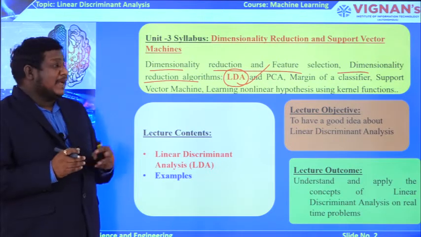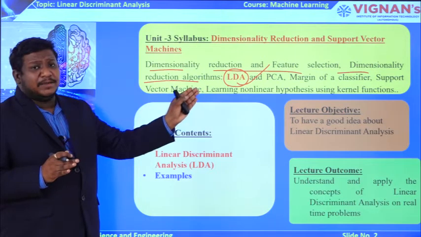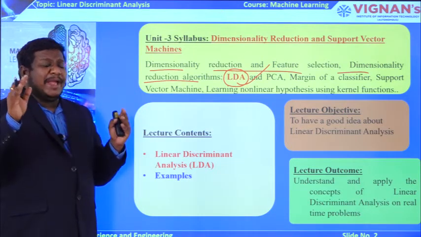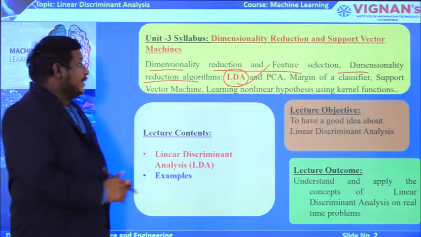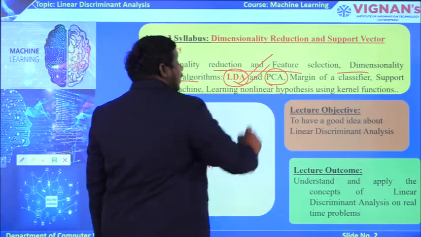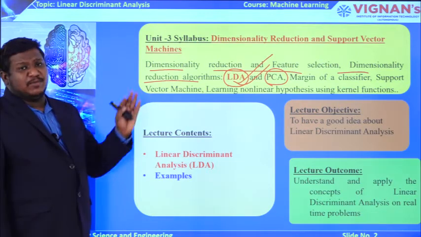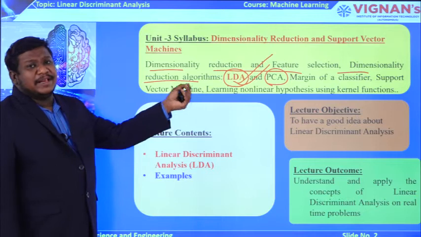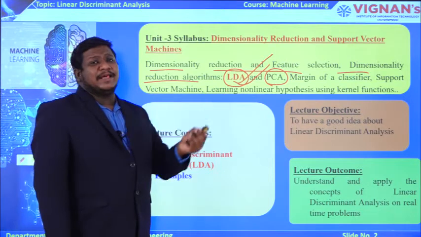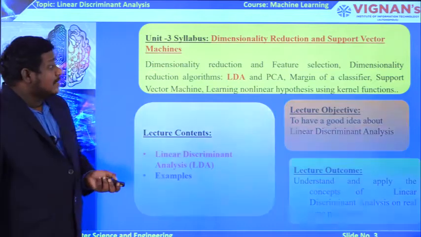As I told you, linear discriminant analysis and principal component analysis are both dimensionality reduction techniques. The main difference between these two techniques is that LDA works under supervised learning techniques, whereas PCA is considered an unsupervised learning technique. That is the major and solid difference between these two types of models. Okay, let us see the next thing.